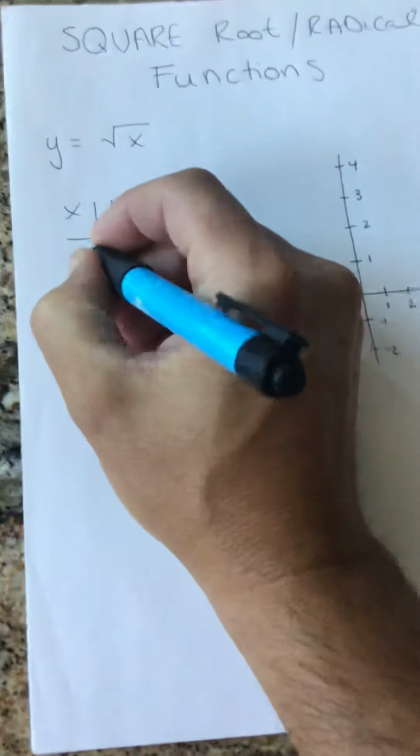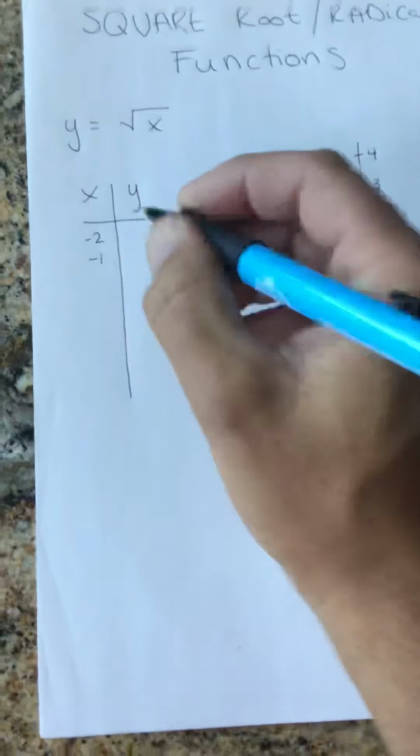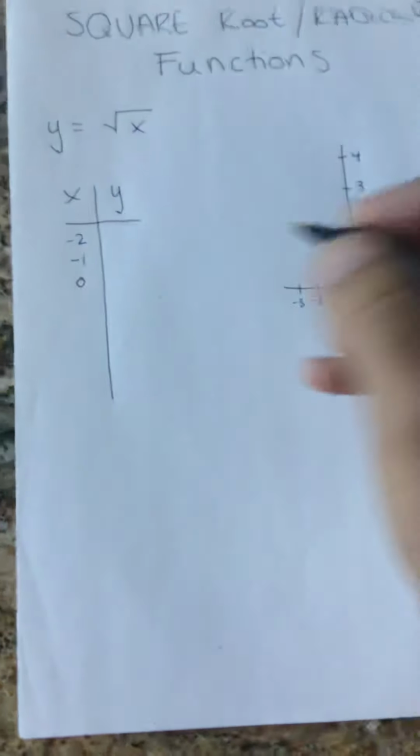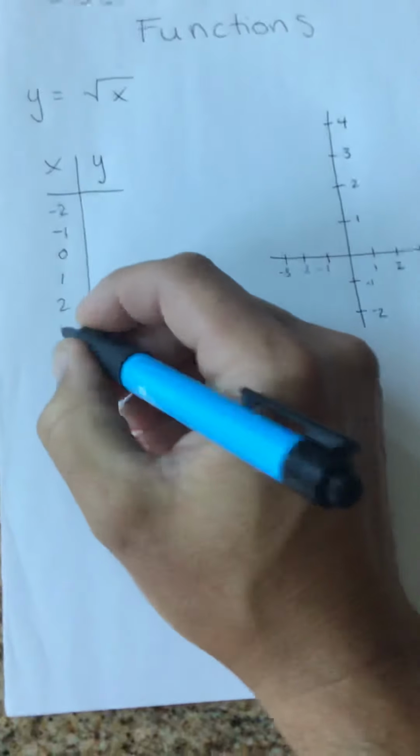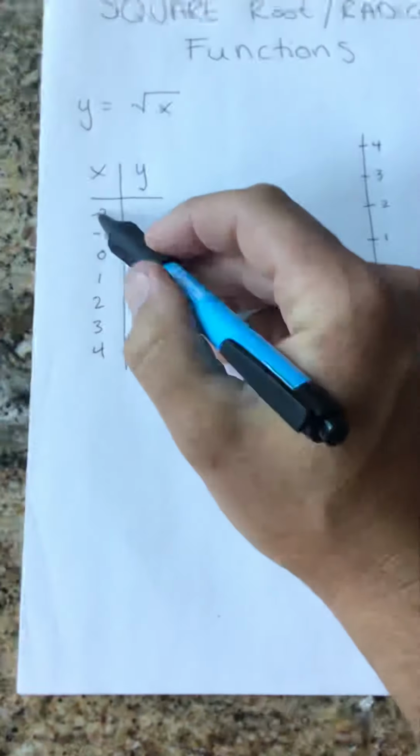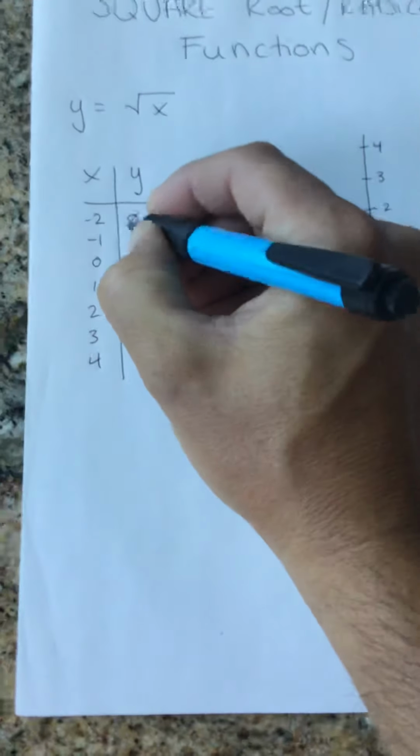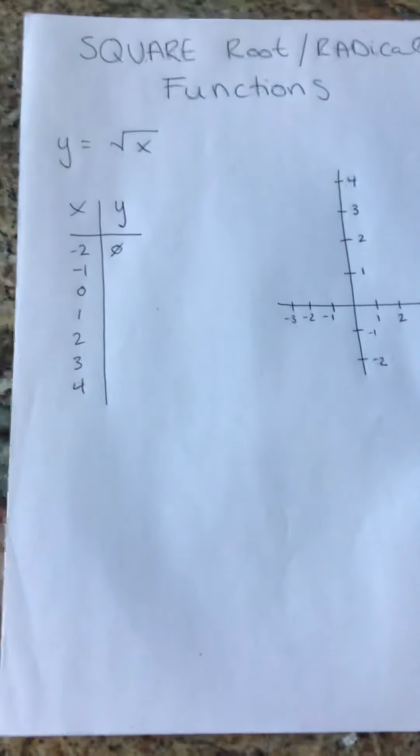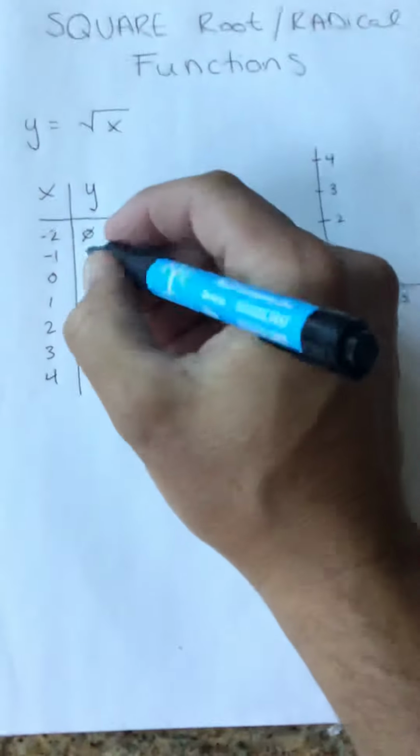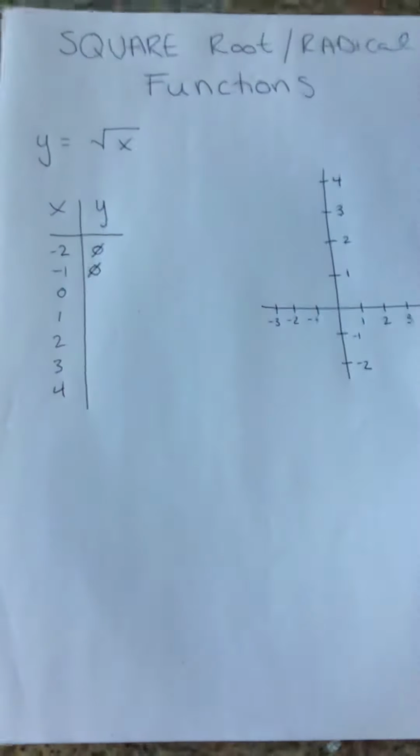Let's take some values that we might plug in: -2, -1, 0, 1, 2, 3, 4, so on and so forth. If I plug a -2 in here for x, the square root of -2 does not exist. There is no number that you can multiply by itself and get a negative number. So that would also be true for the square root of -1.